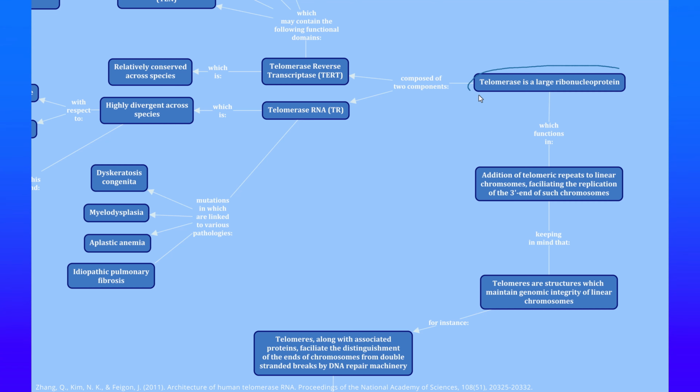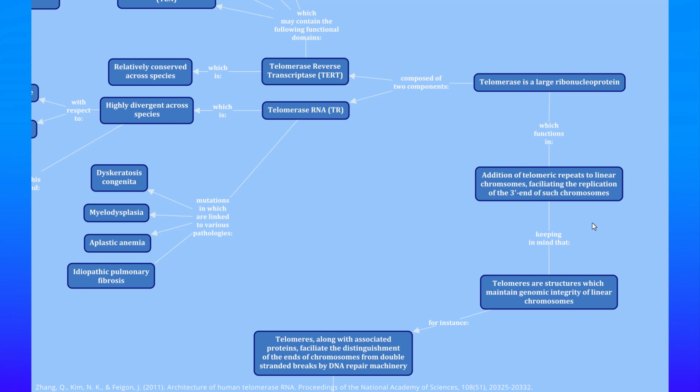So telomerase is a large ribonucleoprotein. It functions in the addition of telomeric repeats to linear chromosomes, facilitating the replication of the 3' ends of such chromosomes. You also have to keep in mind that telomeres are structures which maintain the genomic integrity of linear chromosomes.